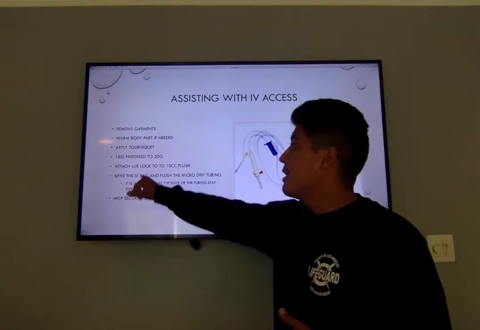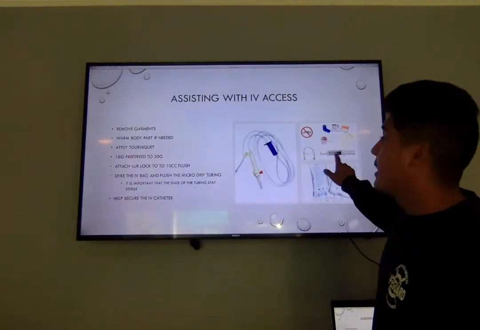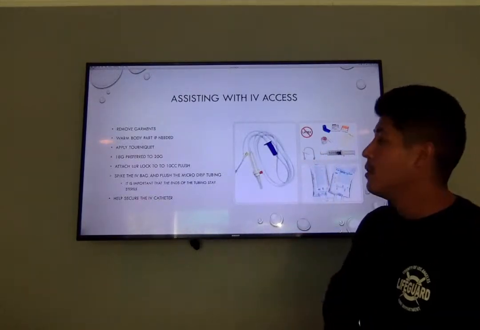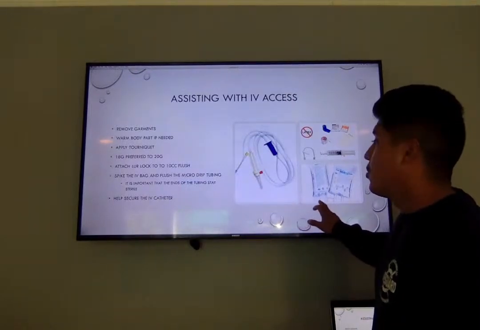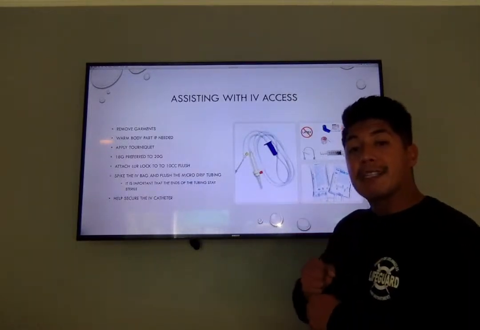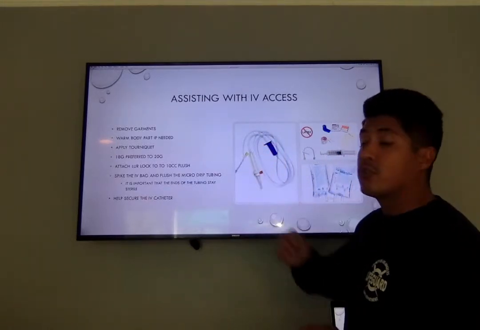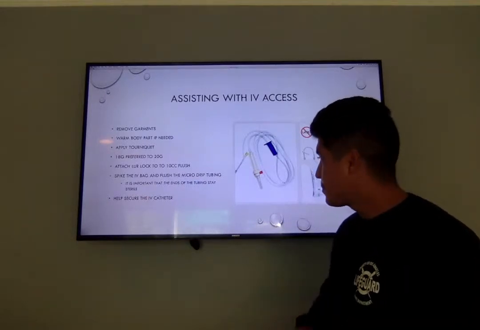What we can do is we can attach a luer lock to a 10 cc syringe. So this is our 10 cc syringe with normal saline, and our luer lock or extension tubing will just push all that air out. Or we can spike the bag using this end into one of these holes here, squeeze the bag until all of the fluid has run through this tubing and there's no more air. Any residual air will cause an air embolism in our patient.